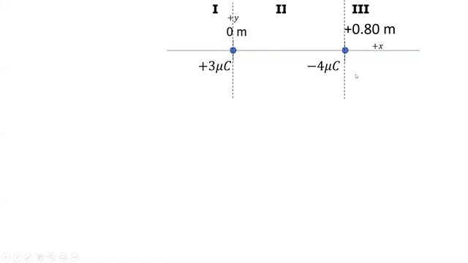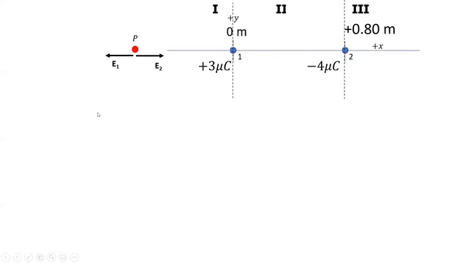Since one's positive and one's negative, it's going to be either in region 1 or 3, and 1 is closer to the smaller one. If they had both been positive, let's say 3 and positive 4, then the location where it's 0 would have been in region 2. In this situation, though, it's going to be in region 1. Let's call the charge at the origin charge 1 and the charge at positive 0.8 meters charge 2.